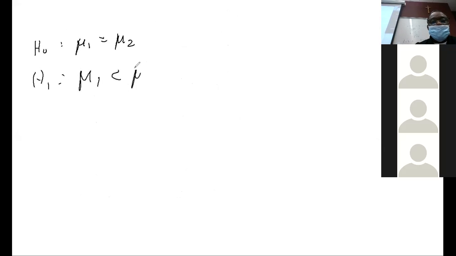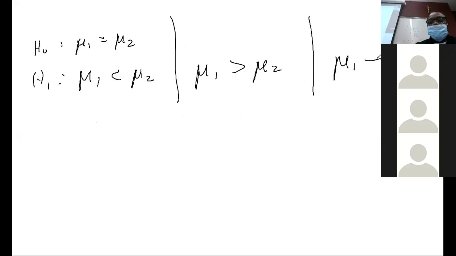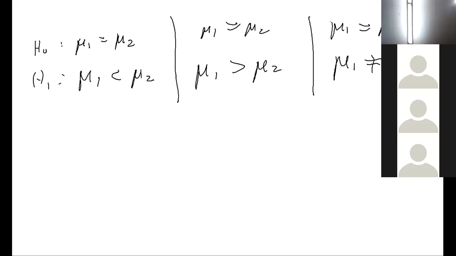Mu1 less than mu2. Mu1 greater than mu2. Mu1 not equal to mu2. This is how we state hypotheses. Everywhere here, H0, mu1 equals mu2. This is how we state hypotheses for the difference.